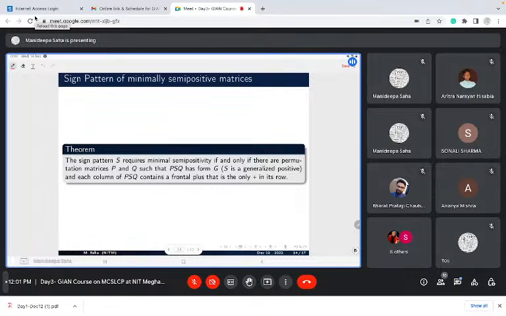that the sign pattern requires minimal semi-positivity if and only if there are permutation matrices P and Q such that PSQ has the Z form. So it means that S is a generalized positive column, and each column of this new matrix contains a frontal plus. Fine. So that is the only plus in its row. Now let us see what that means.